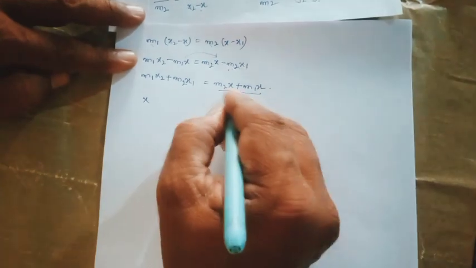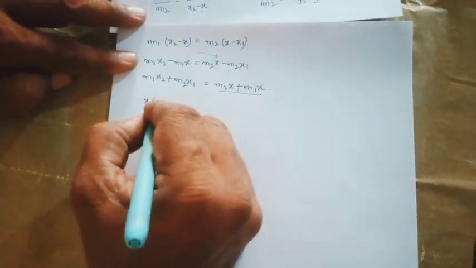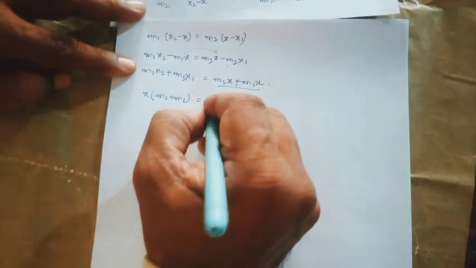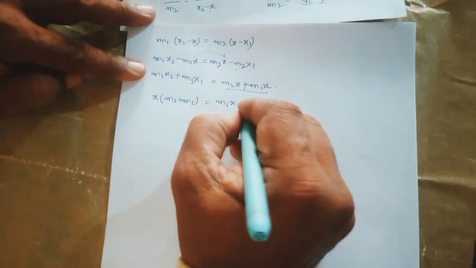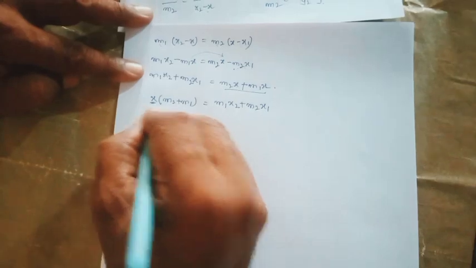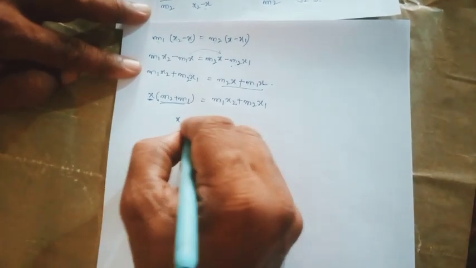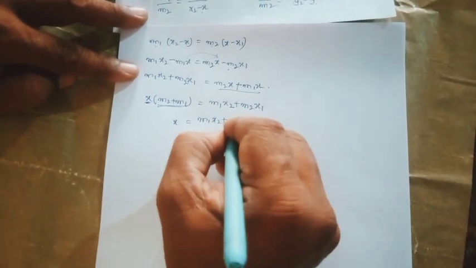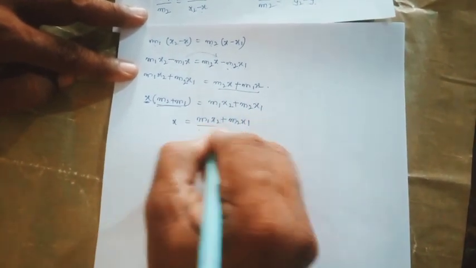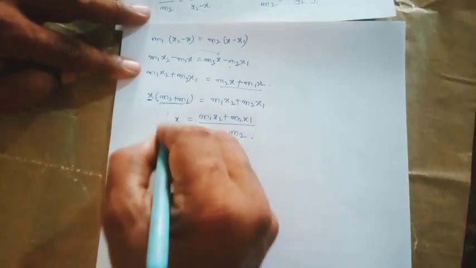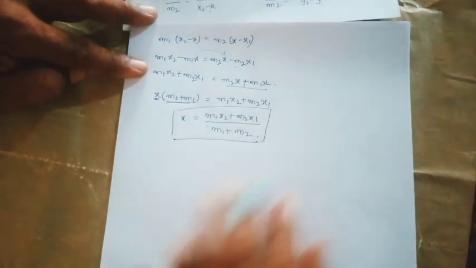In these two terms, you take X as common: X into M2 plus M1 is equal to M1 X2 plus M2 X1. Or only X is equal to, transferring to the RHS, M1 X2 plus M2 X1 whole divided by M1 plus M2. This is the coordinate of X. Similarly, you take the coordinate of Y.